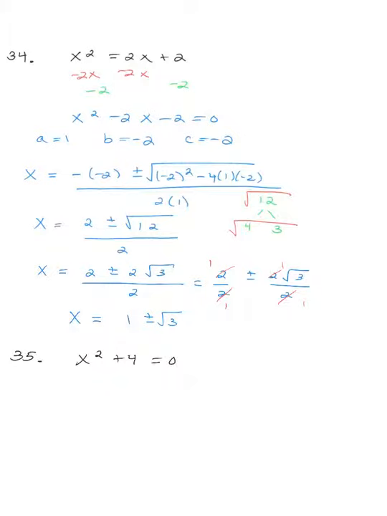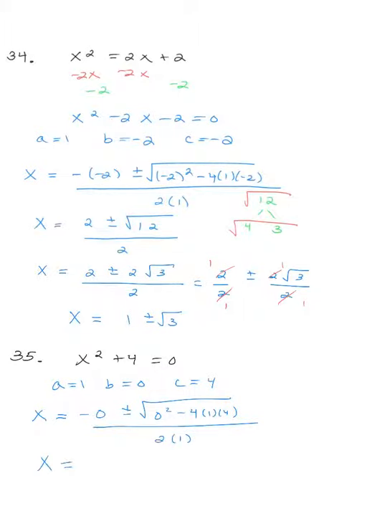Okay, solving this one, I note that a is 1, there are no x's, so b is 0, and c is 4. So x is equal to negative 0 plus or minus the square root of 0 squared minus 4 times 1 times 4 all over 2 times 1. So this one is odd in that it's plus or minus, and you get the square root of negative 16 all over 2. Okay, if you type this into your calculator, it's going to give you an error message, which means there are no real solutions to this equation.